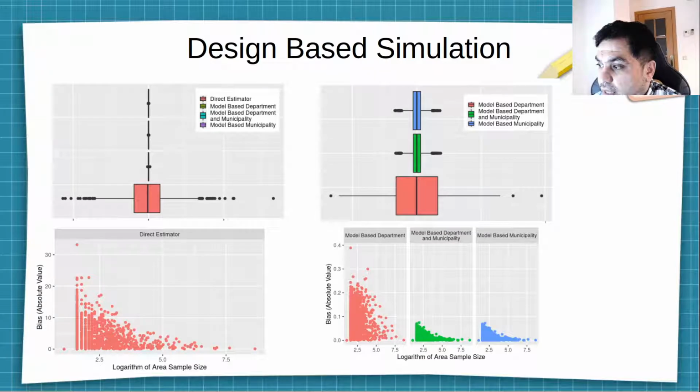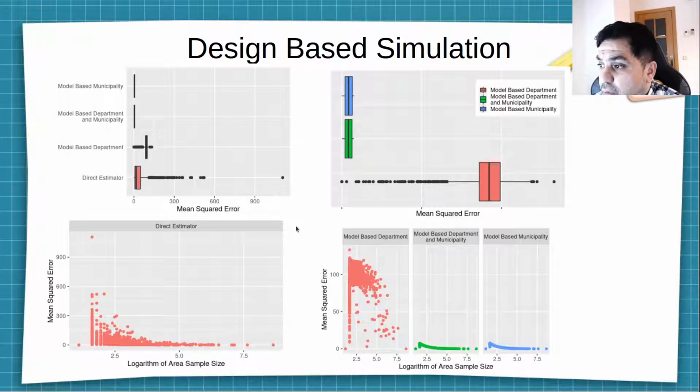Using this, we can see that we have somehow flipped the roles of bias and mean square error between the direct and the model-based estimators. The direct estimator has a big bias, which is no surprise, and the model-based have a very small bias. Both graphs are the same, but with the direct estimator removed to see the effect. We can see that both that use municipality behave quite similarly, and here is the behavior compared with sample size, where each estimator that has municipality behaves very similarly.